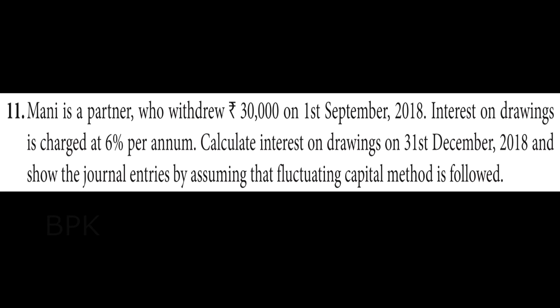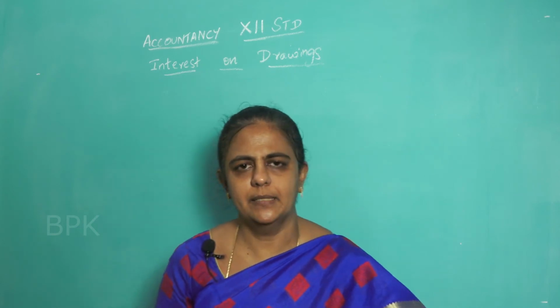Money is a partner who withdrew rupees 30,000 on 1st September 2018. Interest on drawings is charged at 6% per annum. Calculate interest on drawings on 31st December 2018 and show the journal entries by assuming that fluctuating capital method is followed. So, here we have a partner called Money.